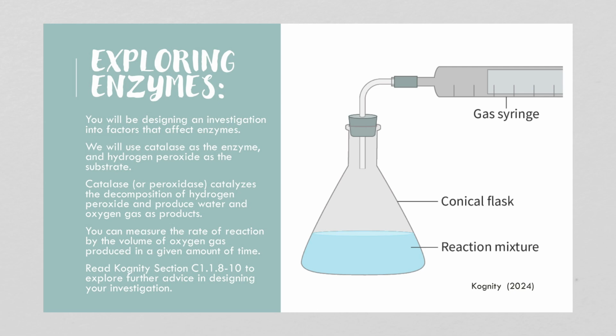So you can measure the rate of reaction if you're reacting these enzymes and substrates together by figuring out the volume of oxygen gas that's produced in a given amount of time. So this is one example of a setup that you could do. This is quite complicated. There's much more simple reactions that we could do instead. You can read Cognitive section C1.1.8 to 10 to explore further advice in designing your investigation.